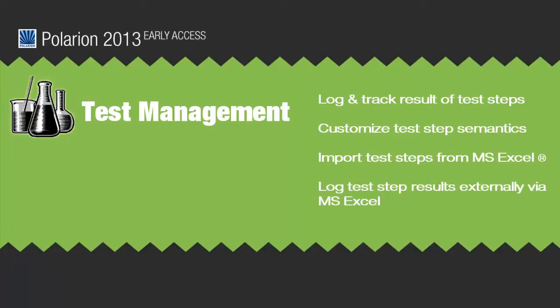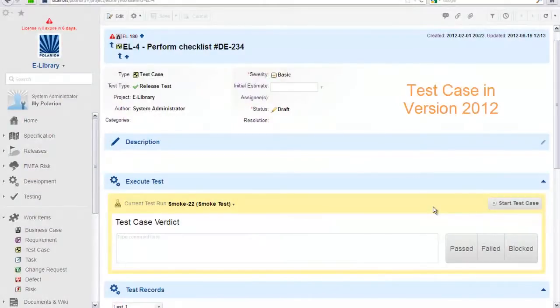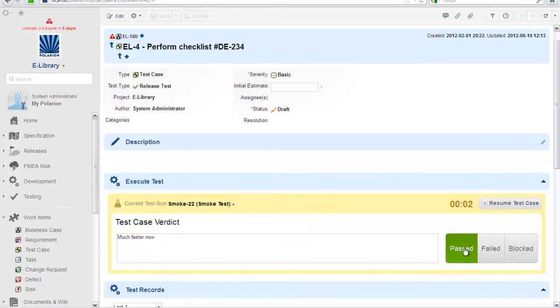Test steps can be executed offline and the results re-imported without modifying your actual test cases. Let's look briefly at each of these improvements. In Polarion 2012, you could log and track the results of executing entire test cases. In Polarion 2013, we've extended that capability to individual test steps.